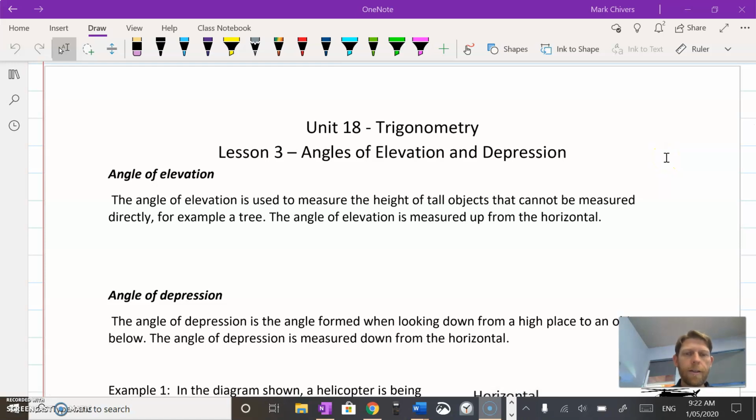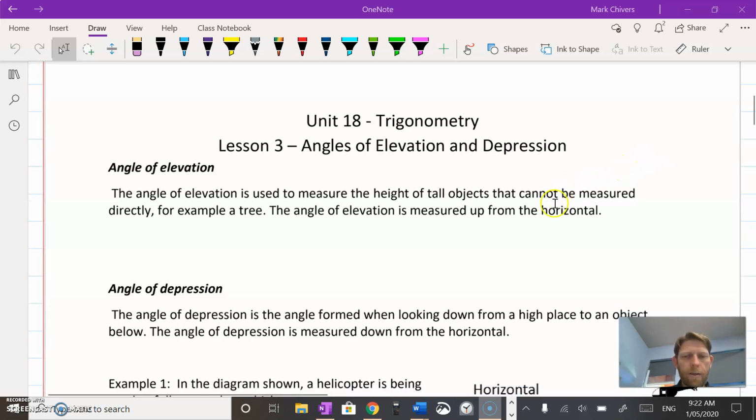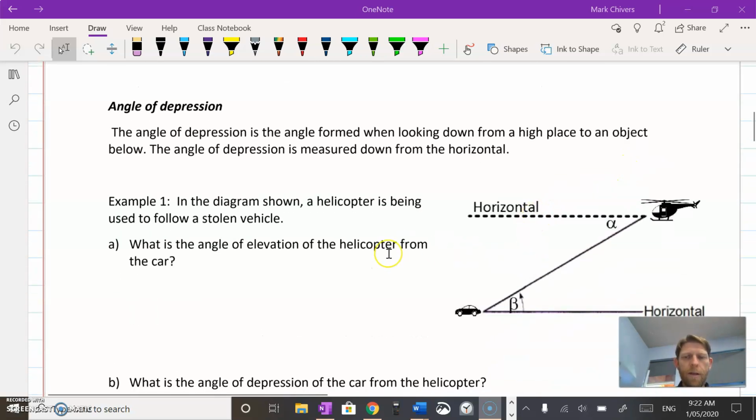Okay, so today's lesson is on angles of elevation and depression. So we're talking about looking up at things or looking down at things. Now, the angle of elevation and the angle of depression are always taken from the horizontal. So what does that mean? It means that in this particular case, the angle of depression is this guy in here, and the angle of elevation is that guy in there.